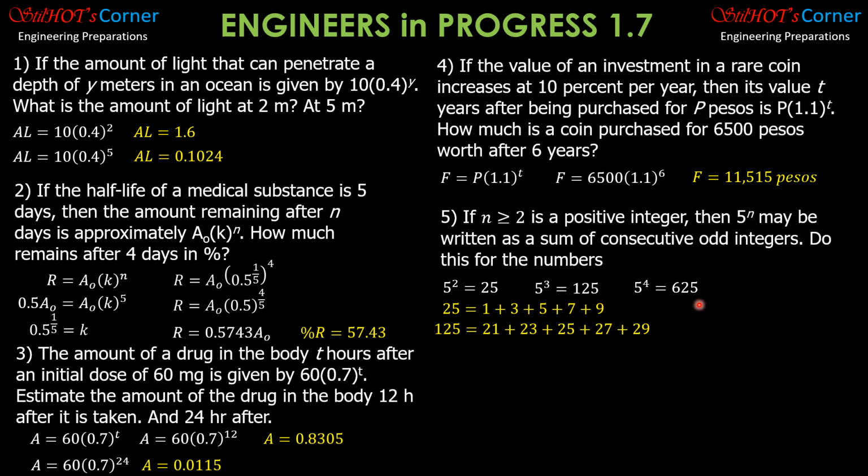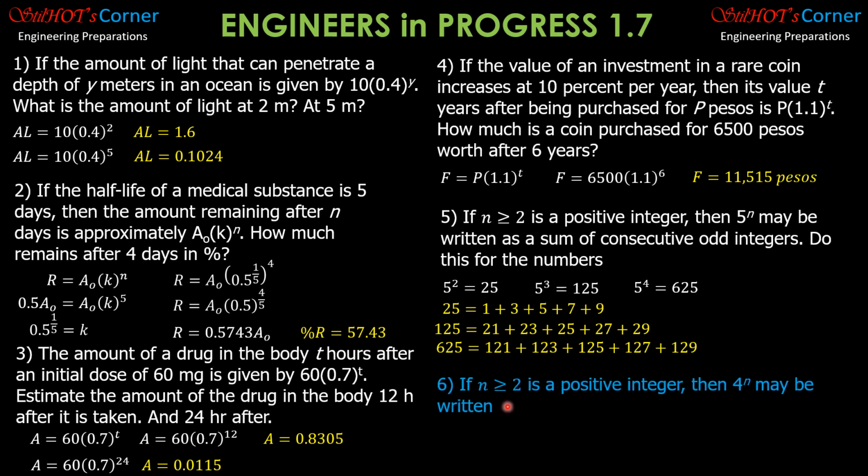Then 625 minus the quantity 2 plus 4 plus 6 plus 8 is 605, divided by 5, so 121. So 625 is therefore 121 plus 123 plus 125 plus 127 plus 129. So that's it.